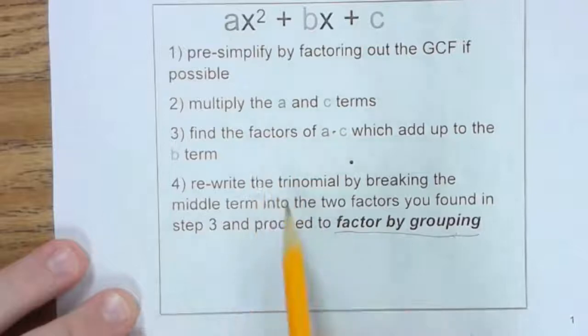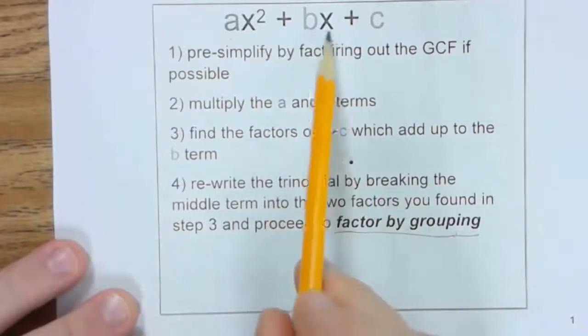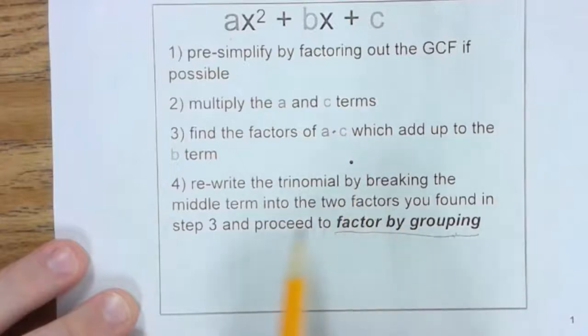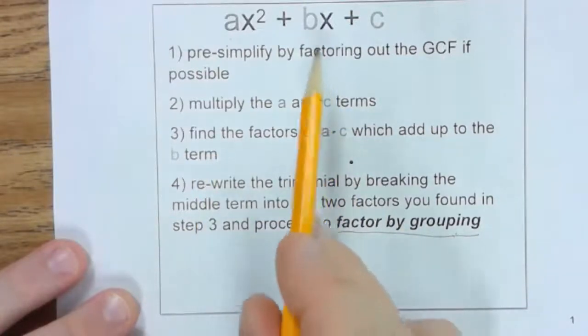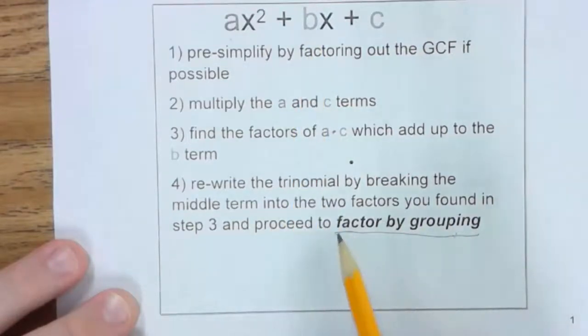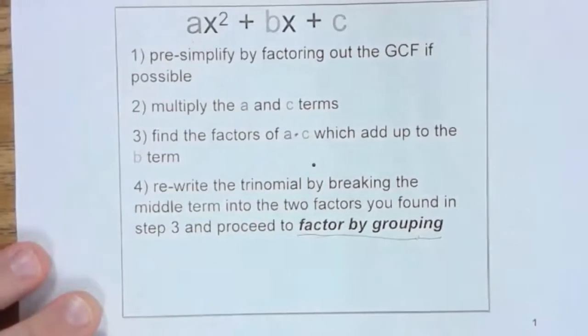And then number 4, you're going to rewrite this trinomial, which is that one, by breaking the middle term, the b here, into two factors you found in step 3. So the two factors we found here, we're going to rewrite this as those two factors. And then we're going to just proceed by factoring by grouping.